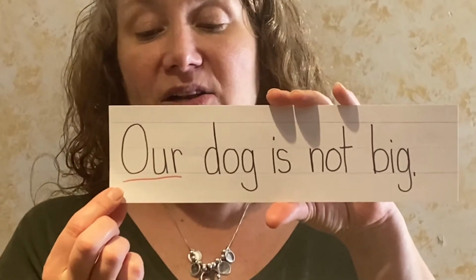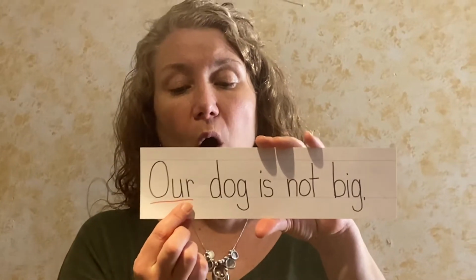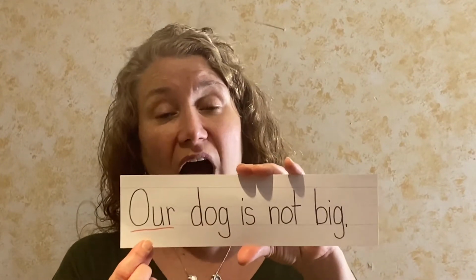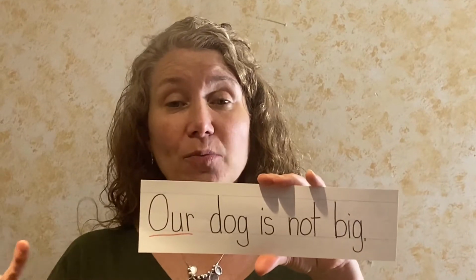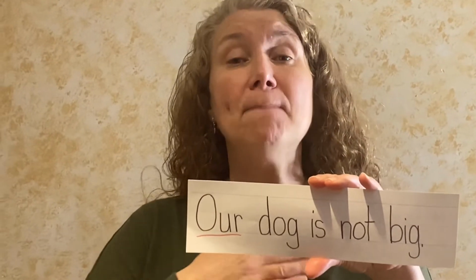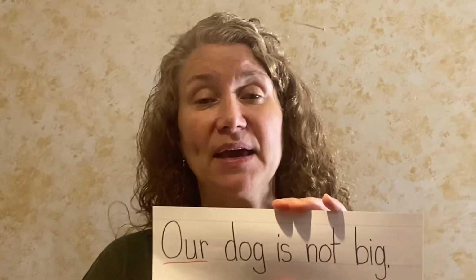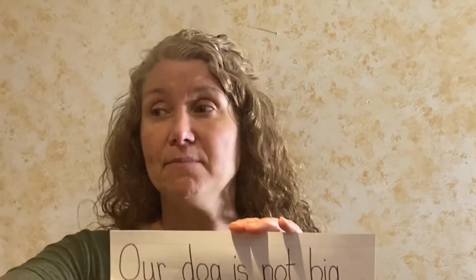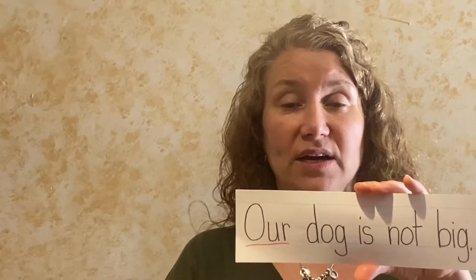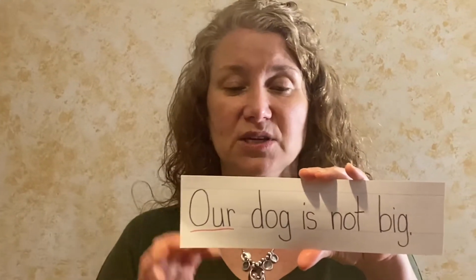Our is spelled O-U-R, and it means something that belongs to us. Our dog. It means the dog that belongs to us. And our means more than one person. Because if it were just me, I would say my dog is not big. But if I say our dog is not big, it must mean me and my husband and my kids. Our dog is not big. It means more than one person.